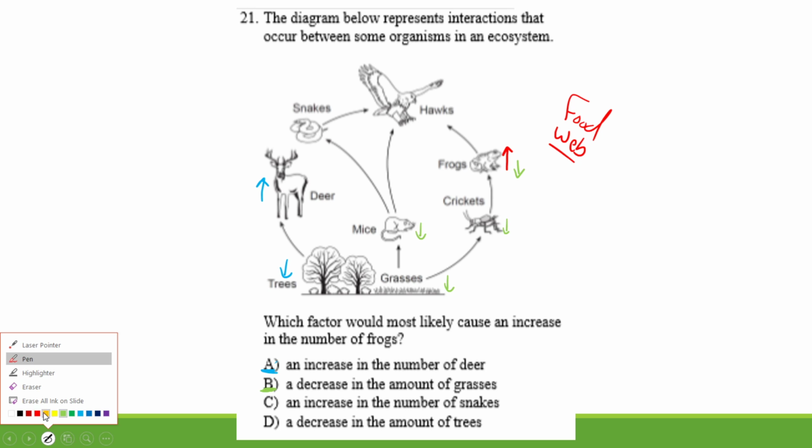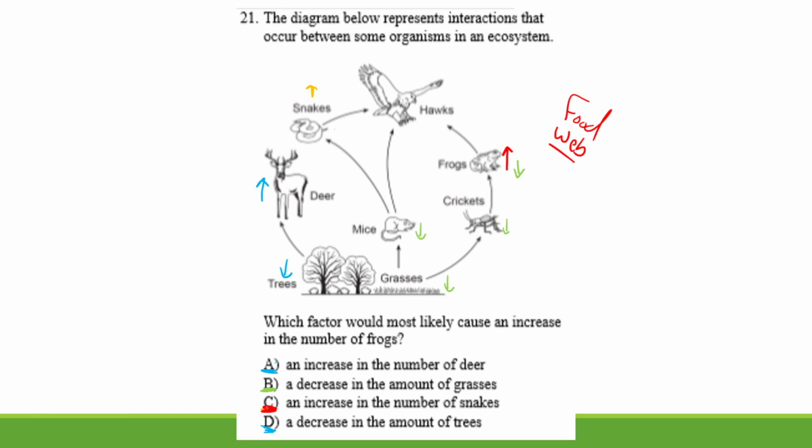If we look at C, an increase in the number of snakes. If there's more snakes, the hawks are going to increase. No, sorry, pause. The hawks are going to focus more on the snakes. They're going to be easier to find, which means that there's going to be more frogs. A decrease in the amount of trees is not going to do anything for the frogs. It's actually the exact same as our blue here.